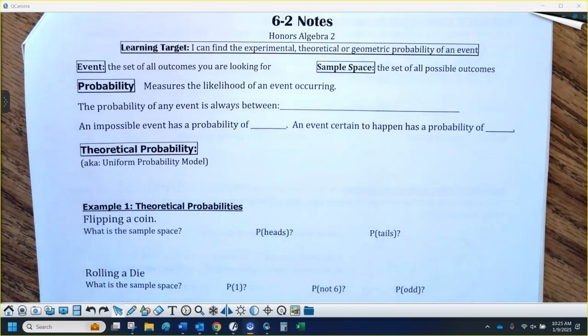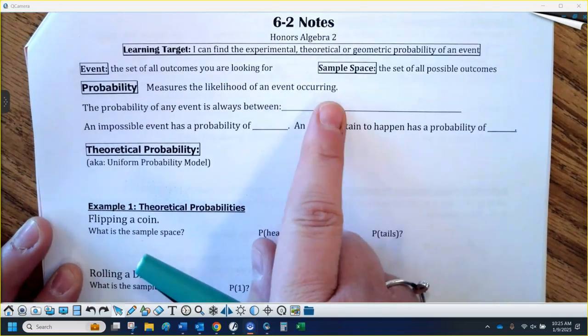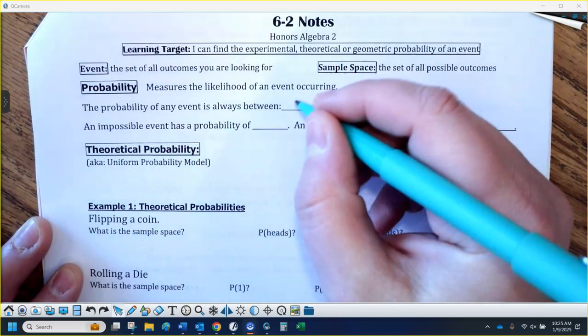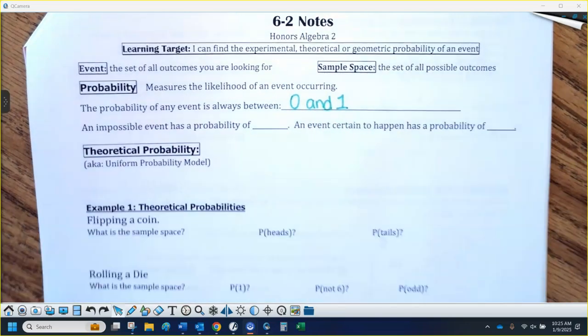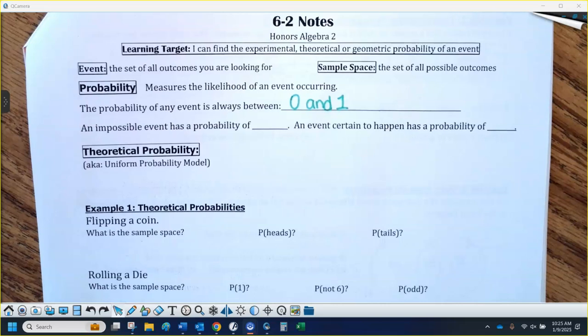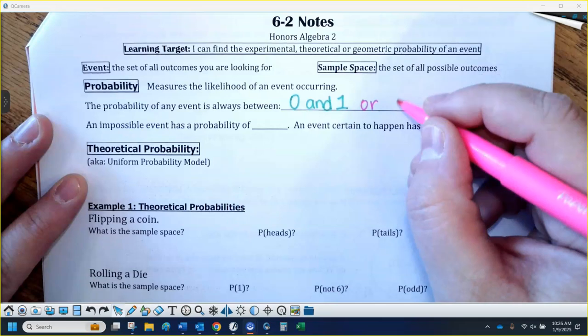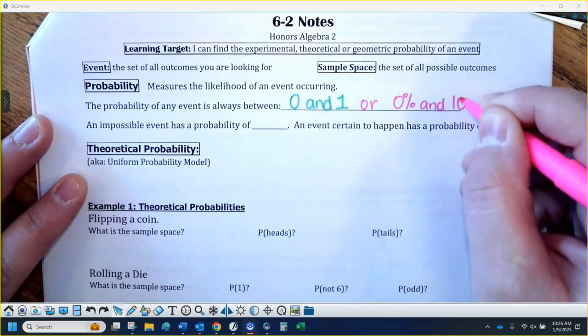Let me give you the definition in a second. But the technical definition: probability measures the likelihood of an event occurring. The probability of an event is always between 0 and 1. You can write a probability in decimal format if it's between 0 and 1, or you can write it as a percentage between 0% and 100%.